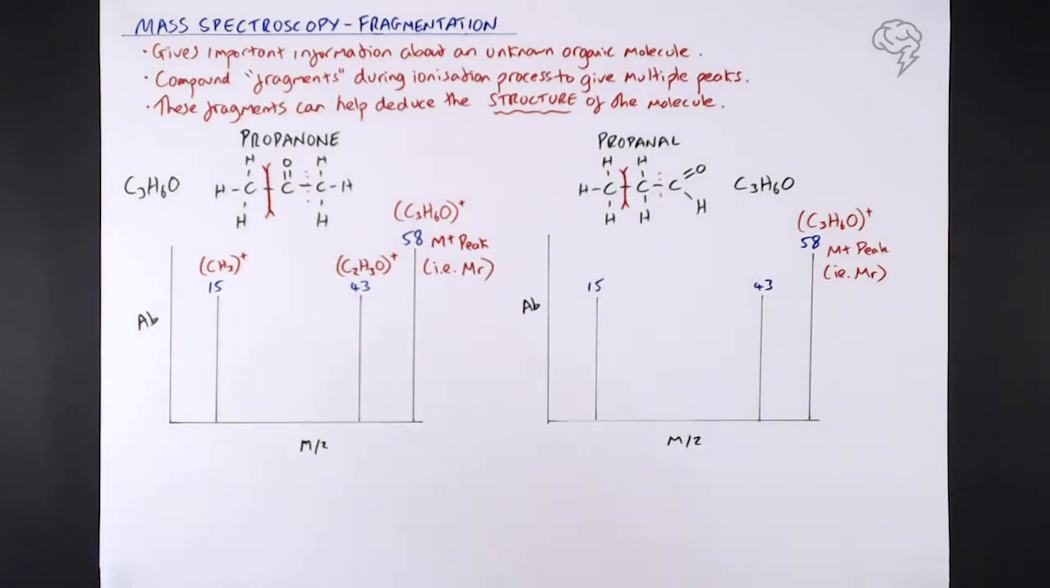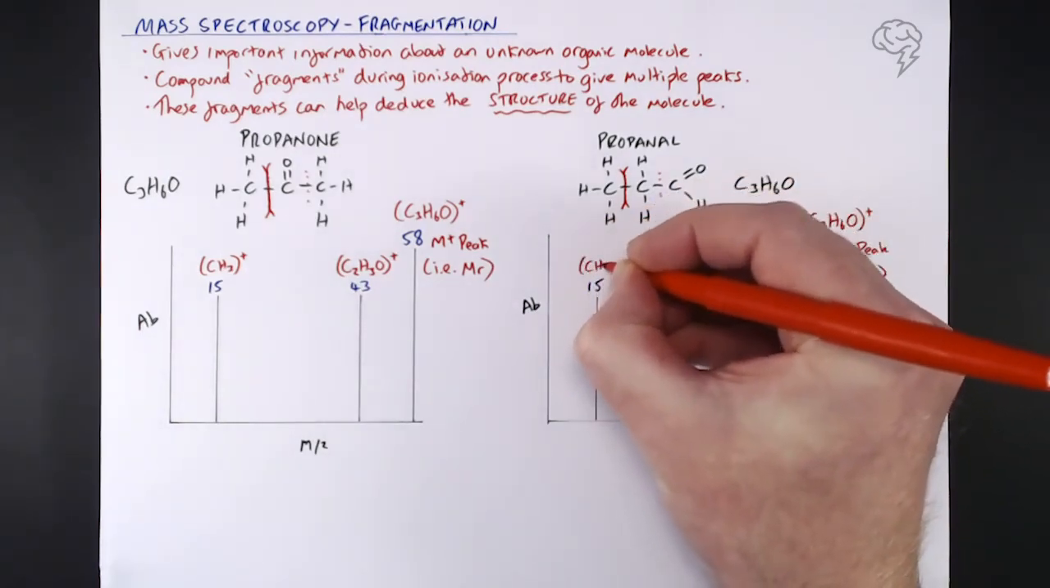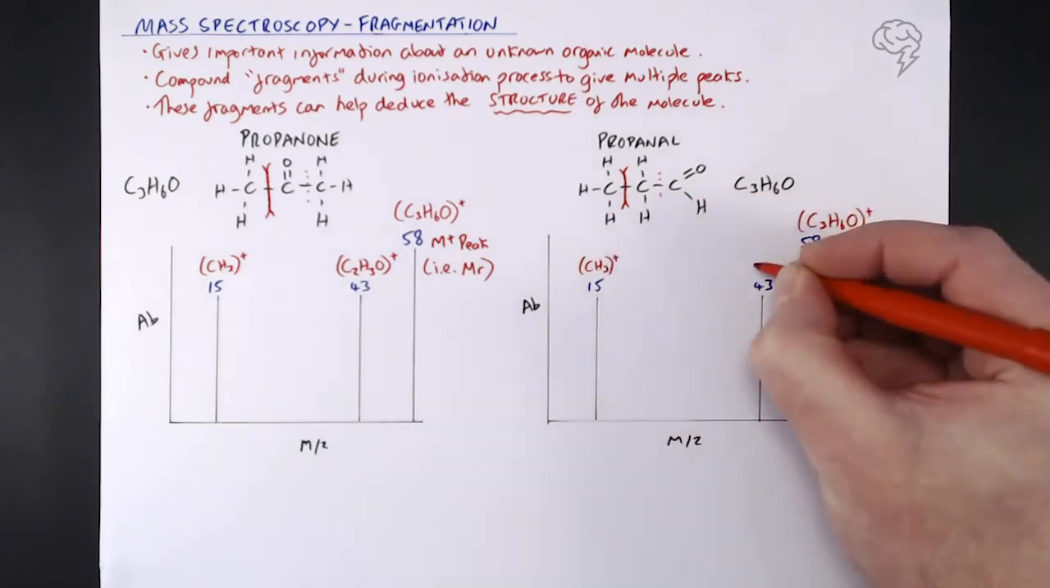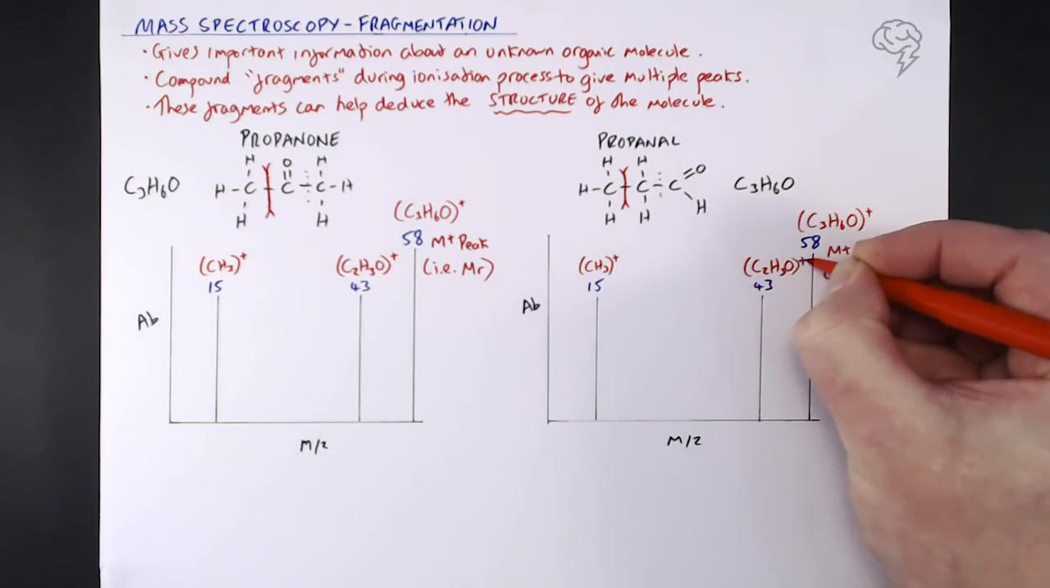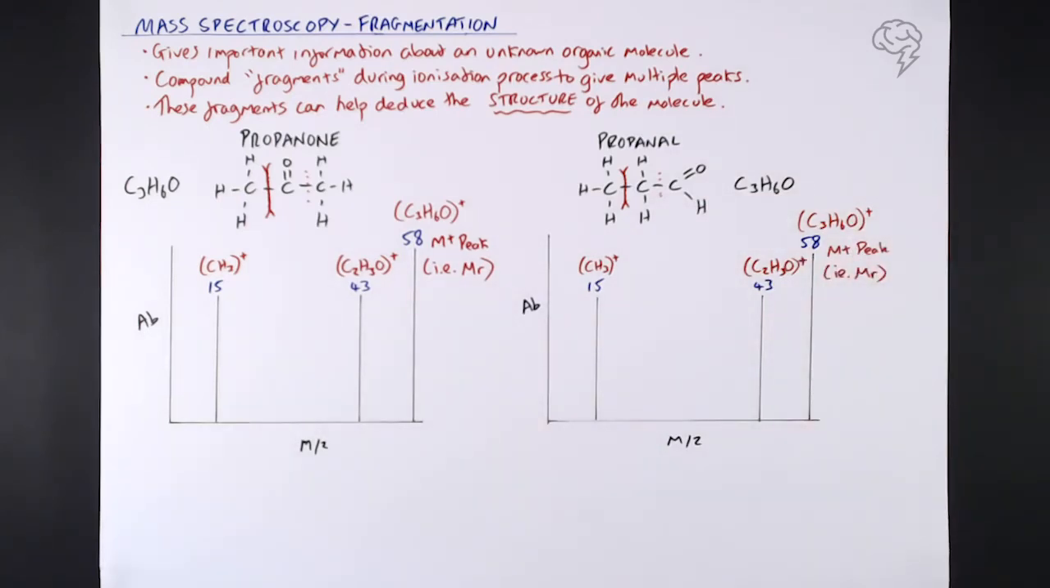And they're caused by exactly the same things. We've got a CH3+, and we've got a C2H3O+. Now they're arranged in a different way, but that doesn't matter. The mass spectrometer is only picking up the mass of those fragments. It can't tell how they're arranged. It's just picking up the mass of them. So it's the same so far.